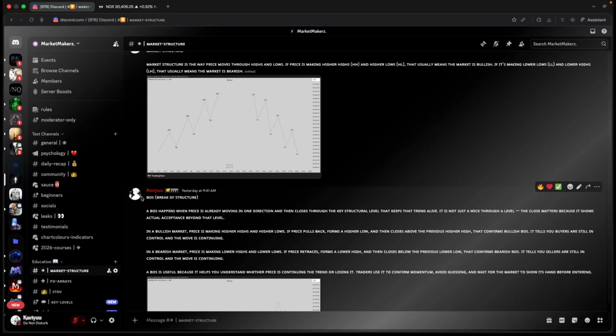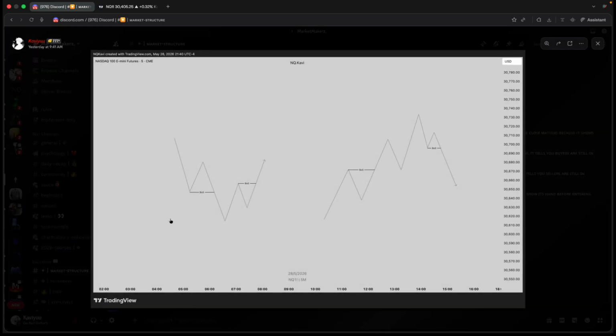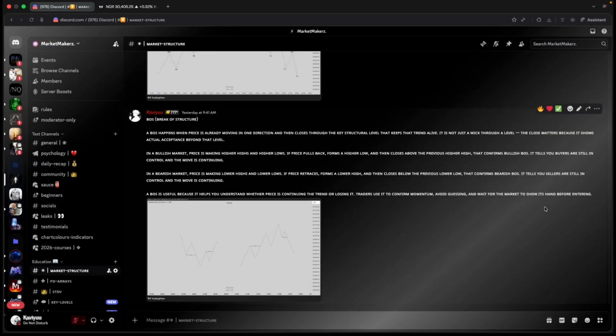But this, I wouldn't say this is sauce, but break of structure. Alright, so this is a break of structure. A break of structure is when price is already moving in one direction and closes through the key structure level, like a higher low, higher high, lower low, lower high, and all that. And when it closes, it keeps the trend alive. So if it just wicks through, nah, hell no, it does not count. If it closes, yes, it counts, because when it closes, it shows acceptance.